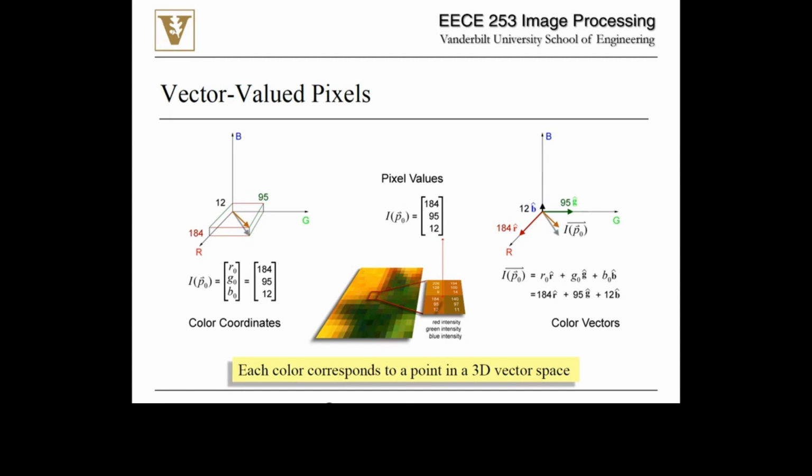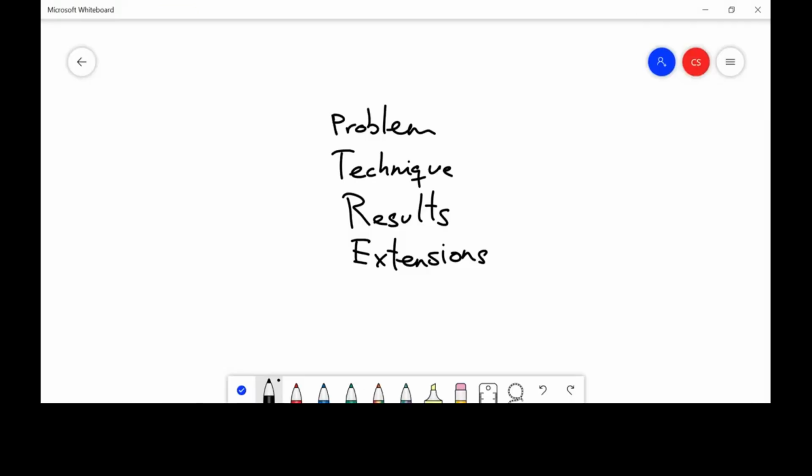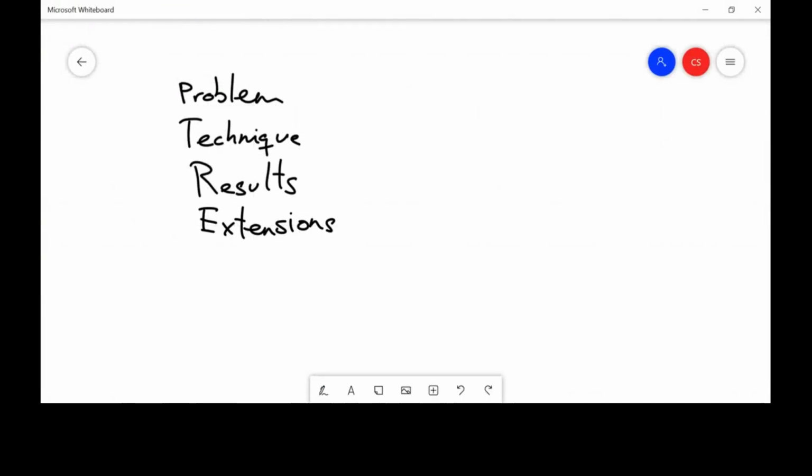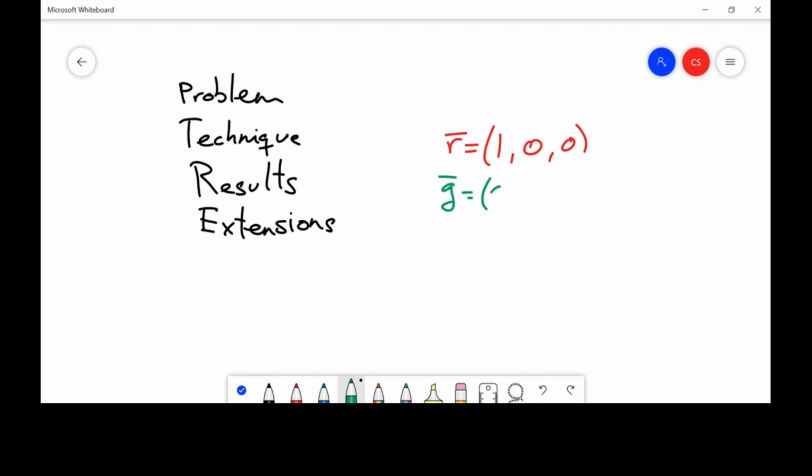And then you can also encode them like this. This is the standard notation for vectors, right? You know that this representation and this representation are equivalent. So what are these RGB? Those are the standard unit vectors in the three-dimensional space. So the vector R would be 1, 0, 0. The vector G would be 0, 1, 0. And then the vector B would be 0, 0, 1.